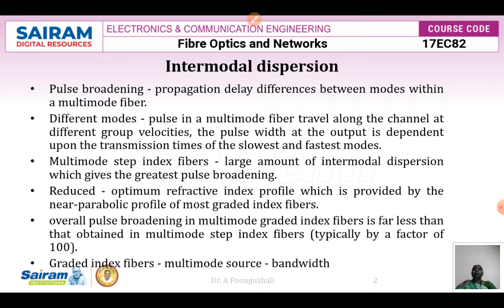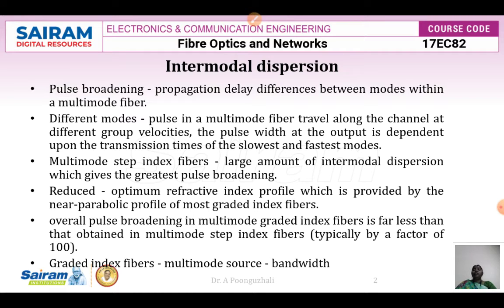So here, when there are different modes in the pulse, we are going to take a multimode fiber, and these modes are going to have different group velocities. Because of these different group velocities, the pulse width at the output is going to depend on the transmission time of the slowest and the fastest modes. So in an optical fiber, I am going to have a number of modes, and each mode is going to be traveling at different group velocities. The pulse width at the output is going to depend on the slowest mode as well as the fastest mode, which is going to be received at the receiver there.